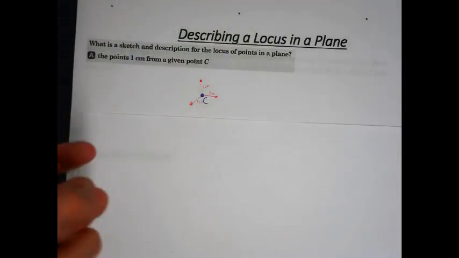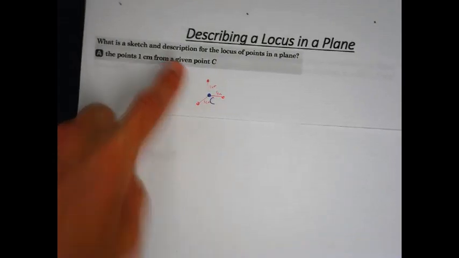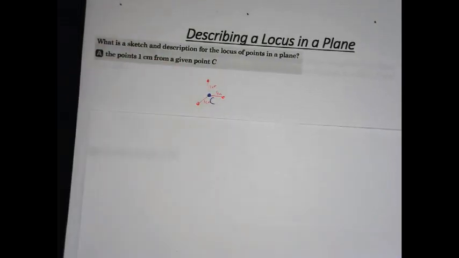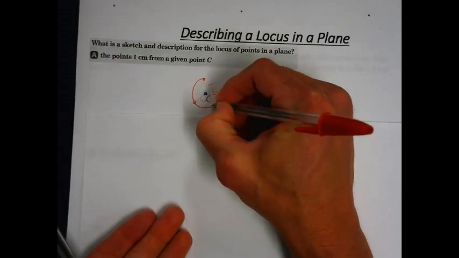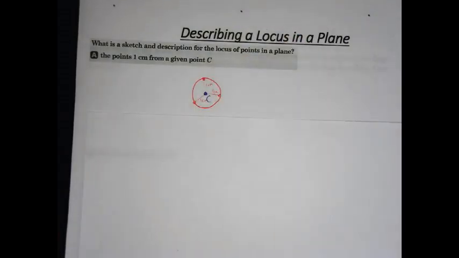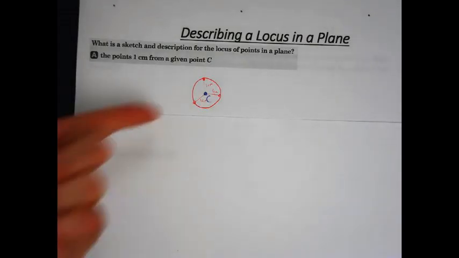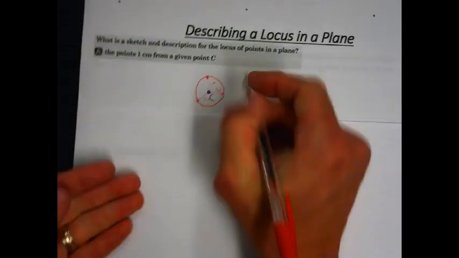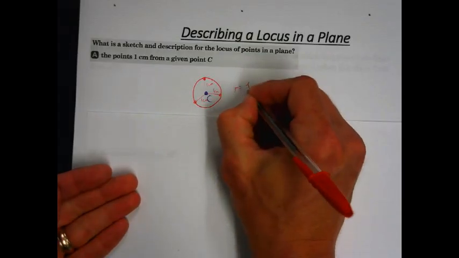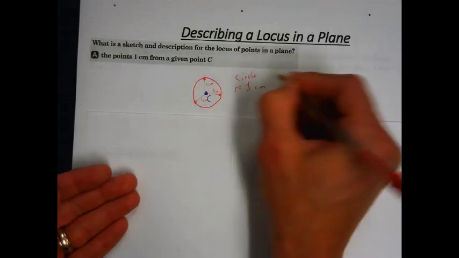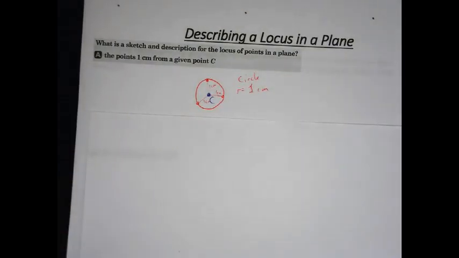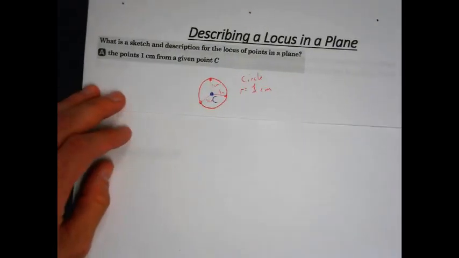So if we start visualizing what is happening 1 centimeter from the given point C, what's going to go on? A circle. It is a circle with all of the points 1 centimeter from that fixed point C. So we're going to sketch it, done, and we're going to describe it. That's what we've done. It's a circle with radius 1 centimeter. That is the locus of points 1 centimeter from a given point C.